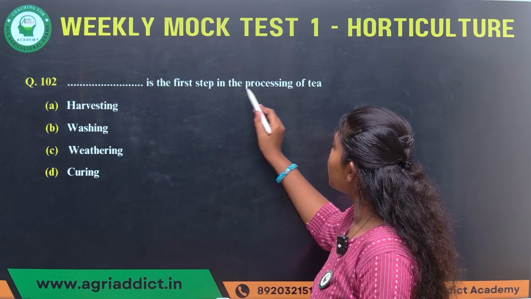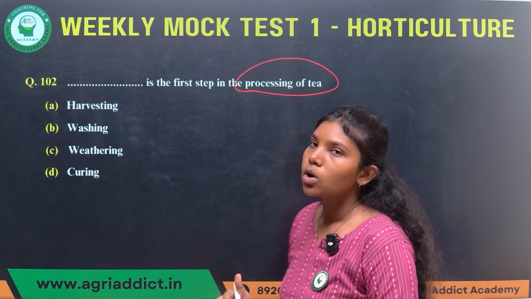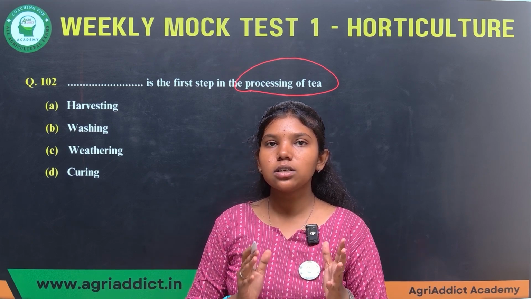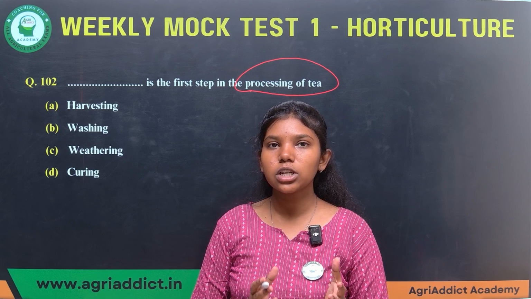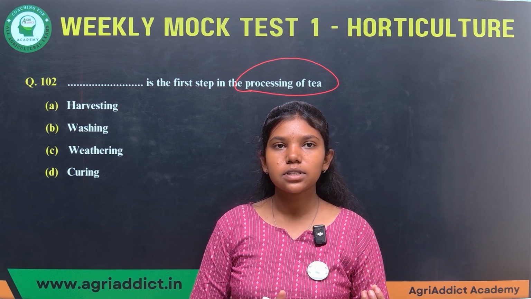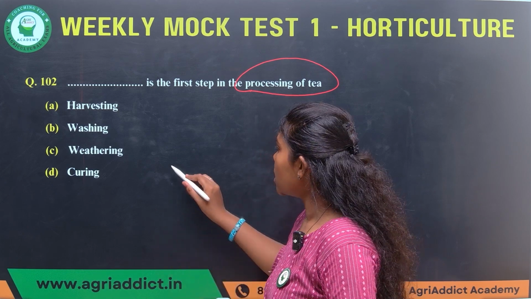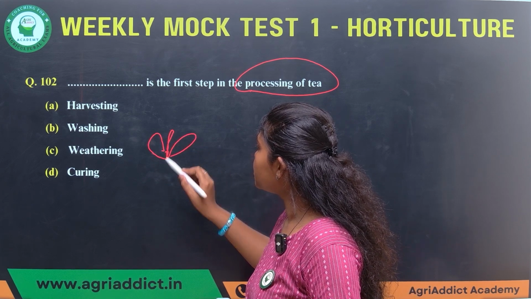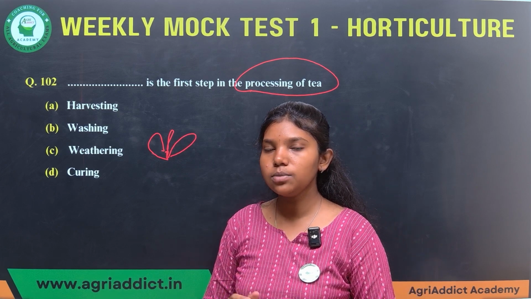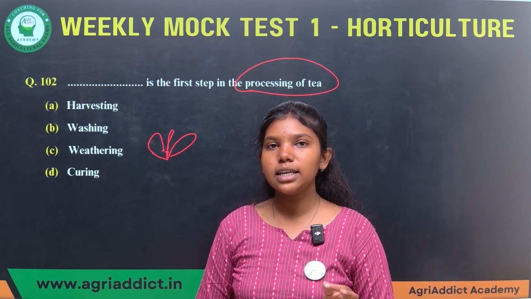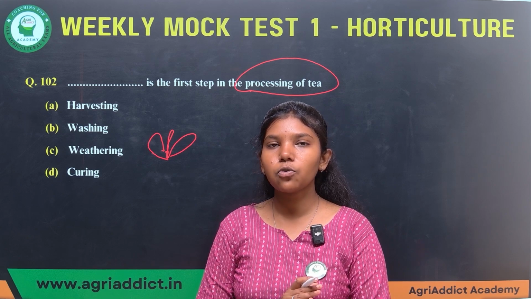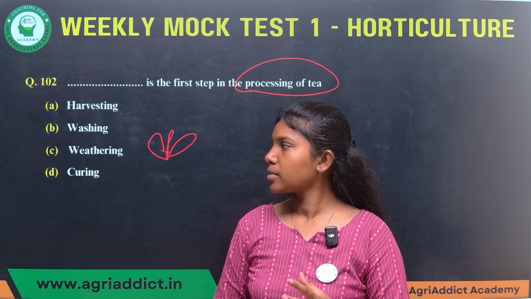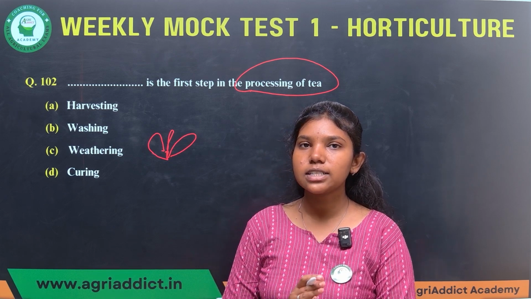Dash is the first step in the processing of tea. Hope you all are aware of the steps involved in processing of tea. The tea powder we use in our home is made from the tea leaves, that is the terminal two leaves along with the bud, used for preparation of tea powder. The plucked tea leaves undergo several steps of processing to get converted into the tea powder form we use in our kitchen. Among the various steps involved, which is the first step in tea processing?